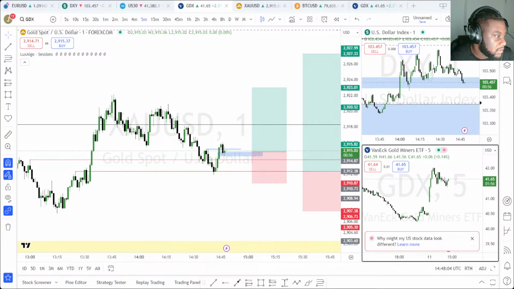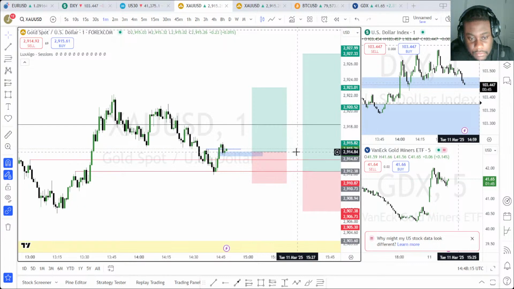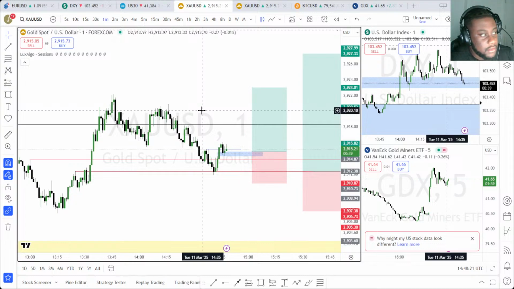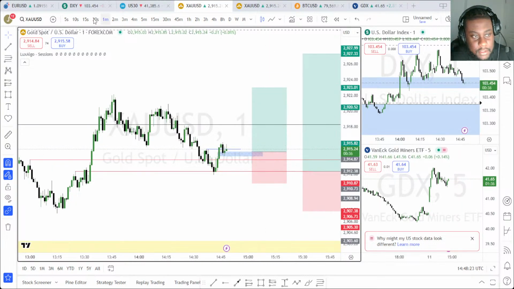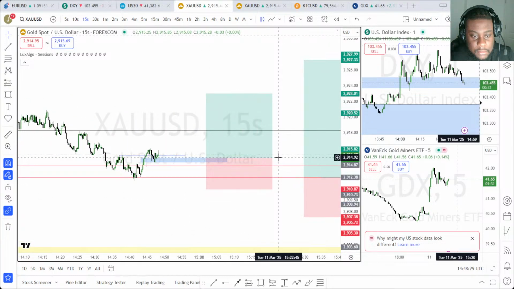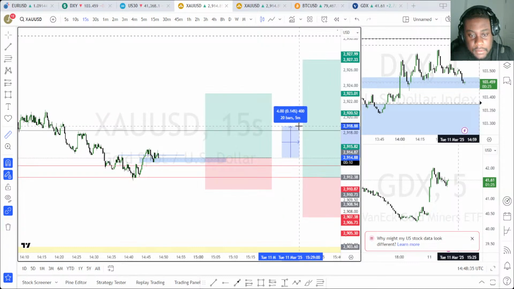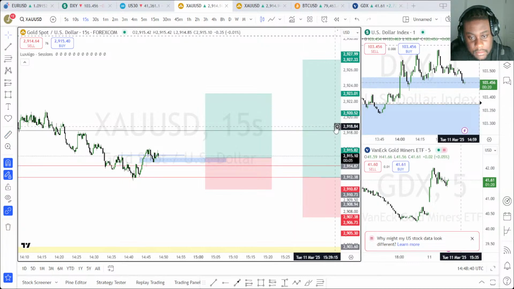What's the price here? 14.87. Yeah, it's about the same price. Okay, we're getting a decent push up. Oh, I say decent, but then we just turn around instantaneously. Where's 40 pips? 40 pips is around, what's that? 2019.18. Let's go for here, 2019.18.